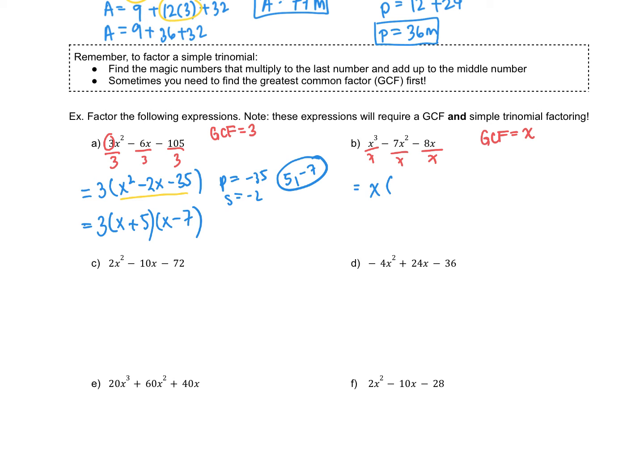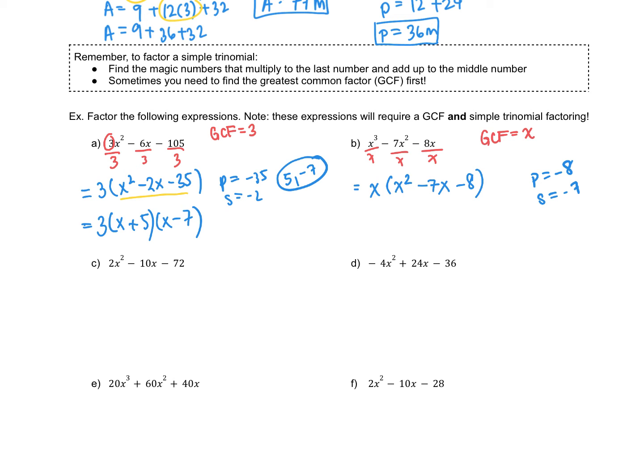Then x cubed divided by x just drops down to x squared. And then x squared divided by x is just x. And then at the end, the x's cancel out and you're just left with that constant. Now it's product and sum. So we want the product to be the negative 8, which is the constant, and the sum to be the negative 7. So again, I do need a positive and a negative number.